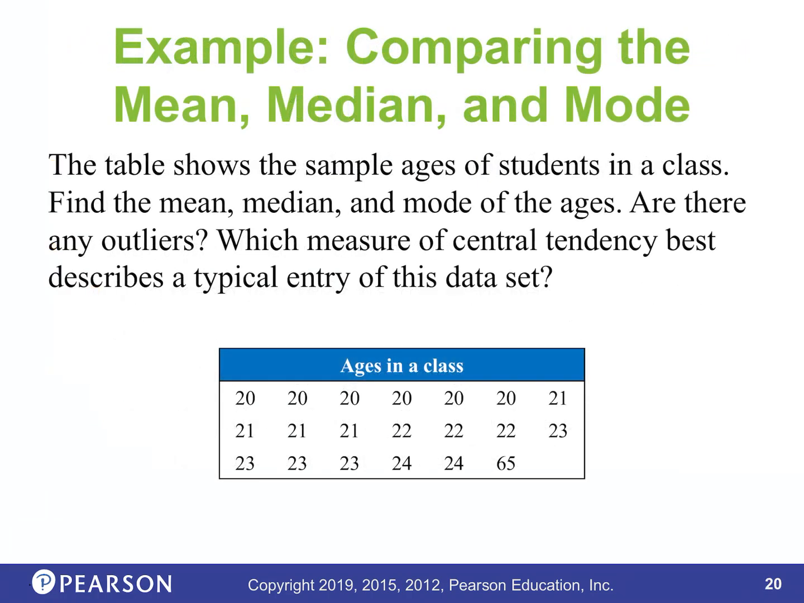So let's do an example. The table shows the sample ages of students in a class. Find the mean, median, and mode of the ages. Are there any outliers? Which measure of central tendency best describes the typical entry of this data set? All right, so we want to find the median, mean, and mode.